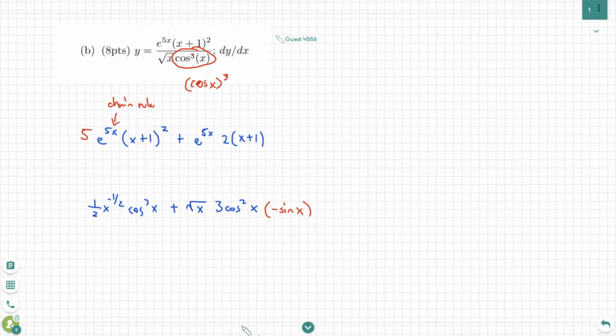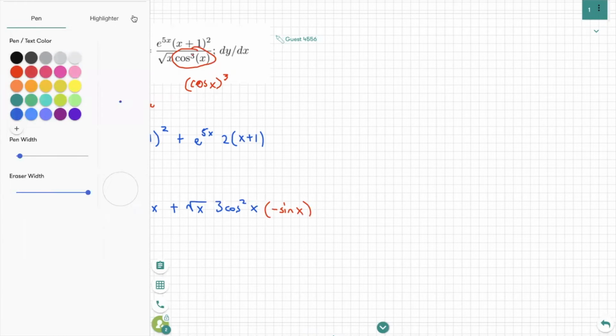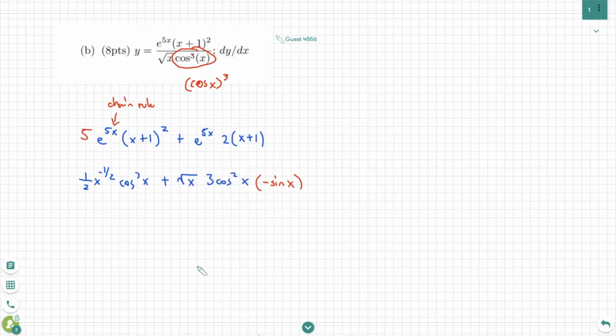So now that's the derivative of the denominator. Now we just have to put it all together, using quotient rule. The denominator times the derivative of the numerator, so square root of x times cosine cubed x, times the derivative of the numerator, which is the 5e to the 5x, right? Or is it 5 to the x? No, 5e to the 5x.